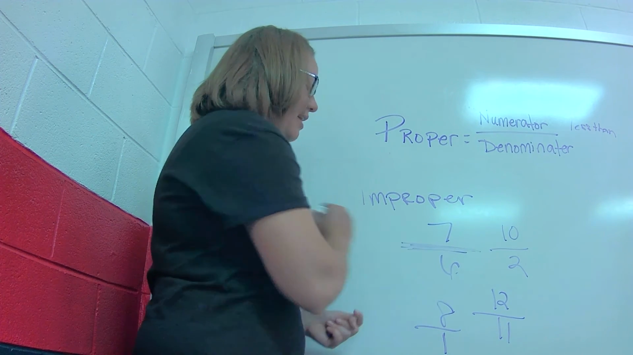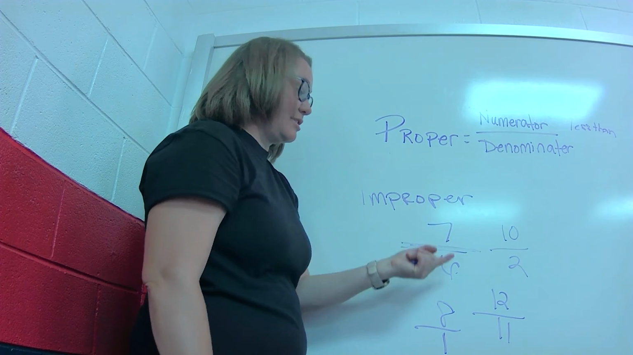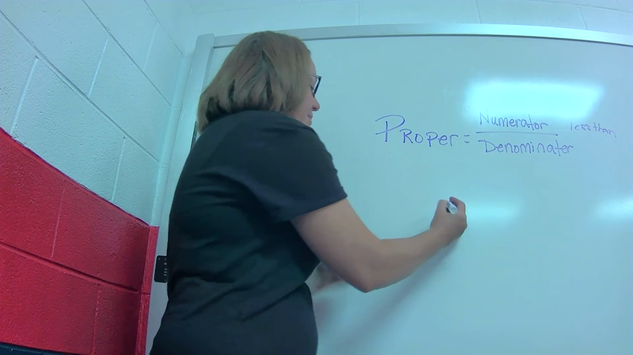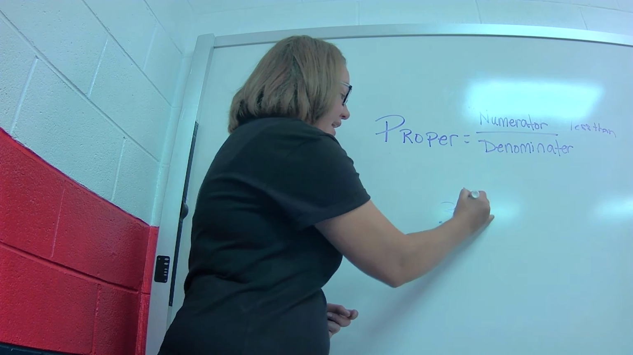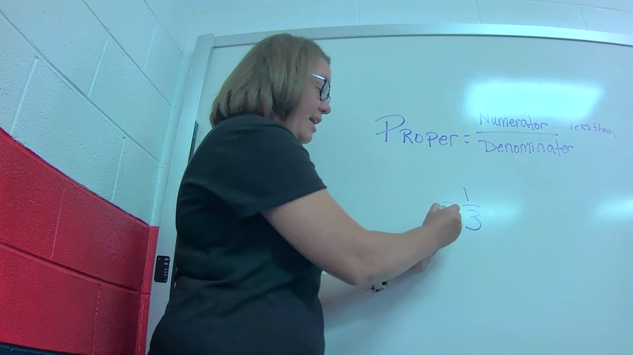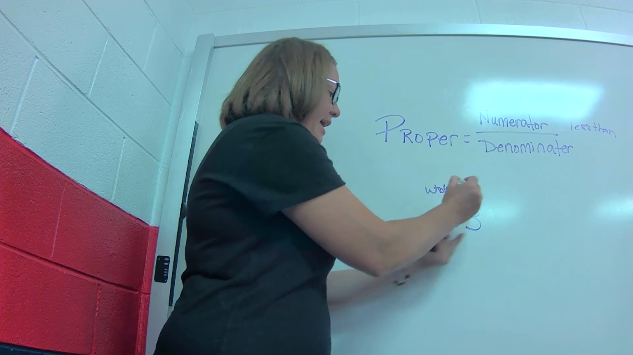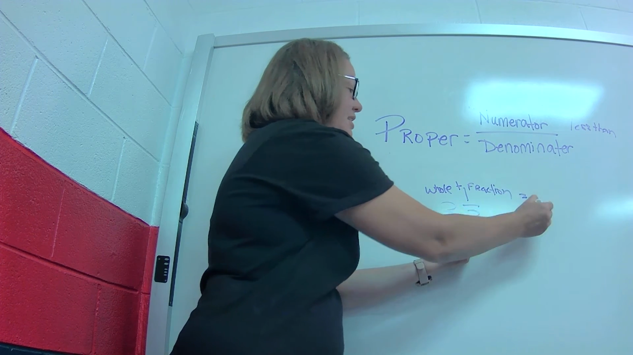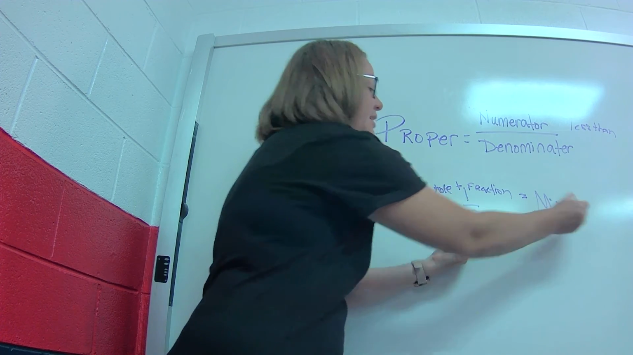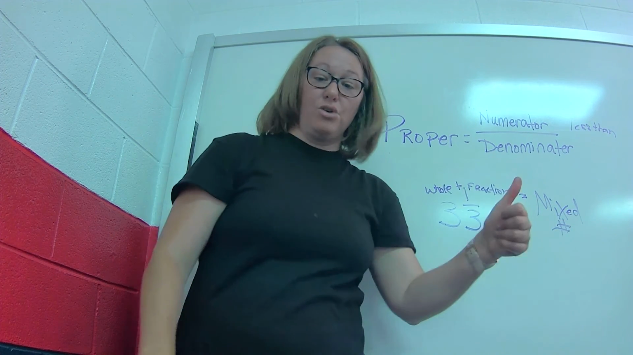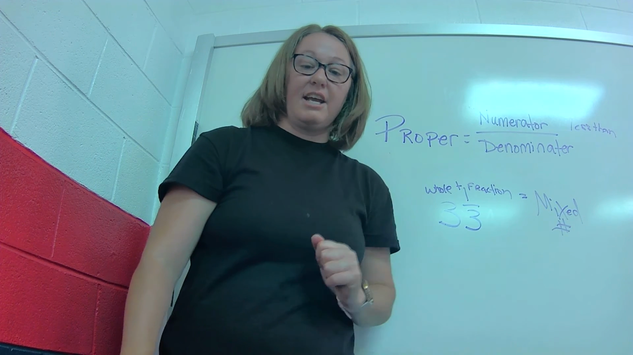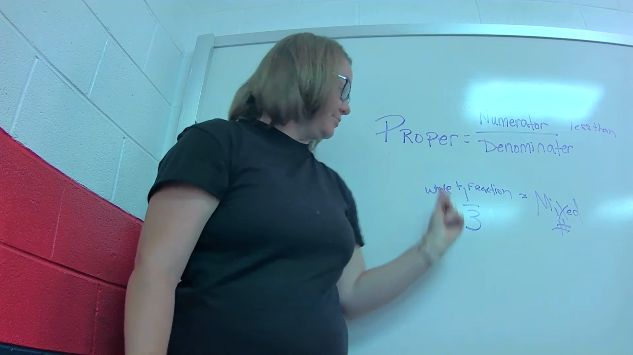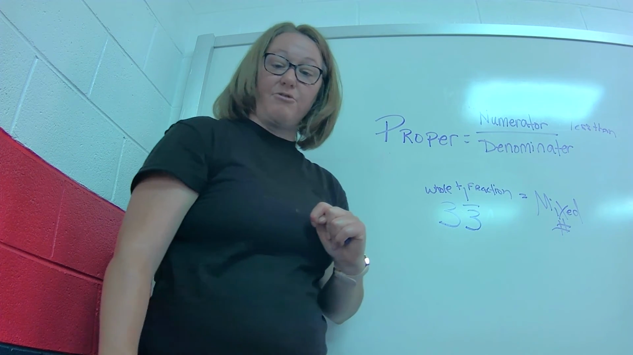All right, so we'll have an improper fraction. Again, the numerator is larger than the denominator. So let's talk about a mixed number. A mixed number is like 3 1/3. I have a whole number and I have a fraction. Say a whole number plus a fraction equals a mixed number. A whole number plus the fraction together, whole number, fraction, gives me a mixed number.